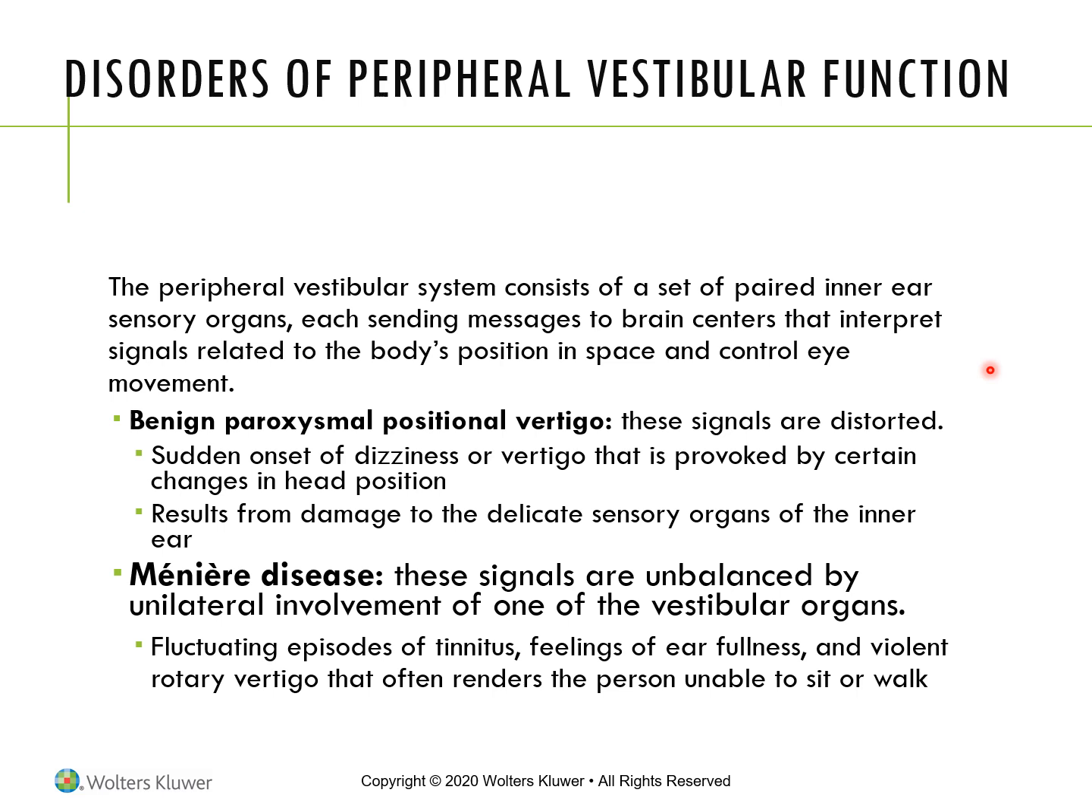The other disorder is Meniere's disease, where the signals that are normally transmitted are unbalanced by unilateral involvement of one of the vestibular organs. These patients get a triad of symptoms. They get fluctuating episodes of tinnitus, or ringing in the ear. Their ears get a feeling of fullness, and they also get violent rotary vertigo that often renders them unable to sit or walk. It's very severe vertigo where they may have to even lie down. They have severe balance issues. They can be at a severe risk of injury because they can lose their balance suddenly and fall.